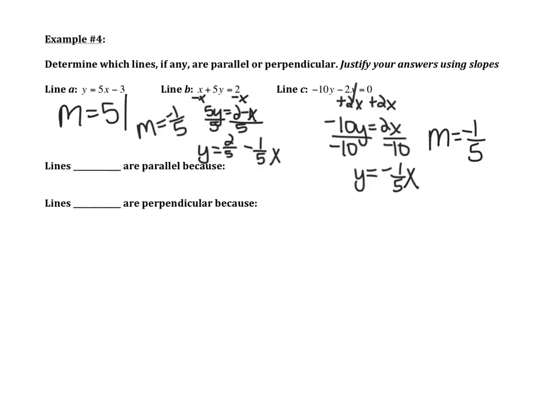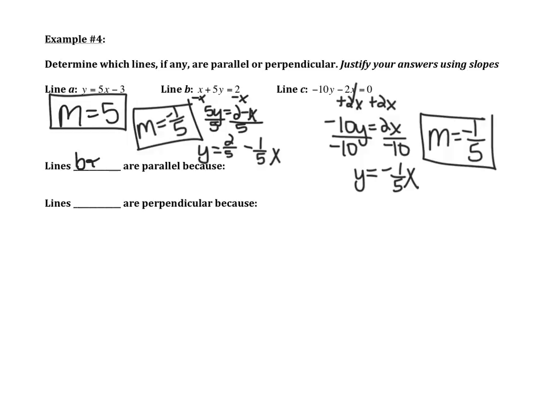So looking at these three slopes, slope is 5, slope is -1/5, and slope is -1/5. The lines that are parallel, the first one I have here says lines blank are parallel because lines B and C would be parallel because they have the same slope. Lines blank are perpendicular because, so again, perpendicular lines have opposite reciprocal slopes.